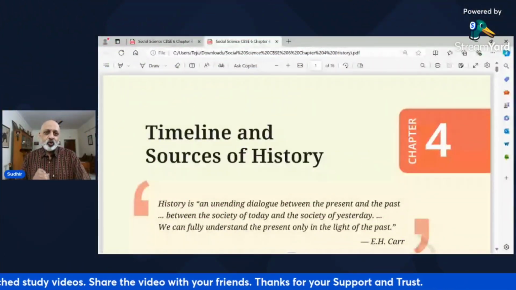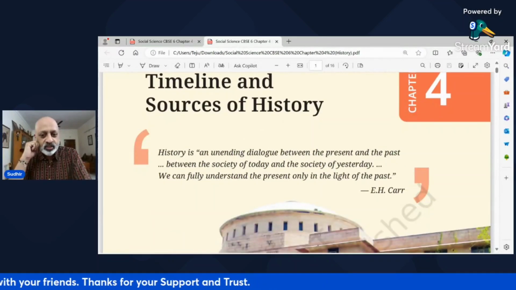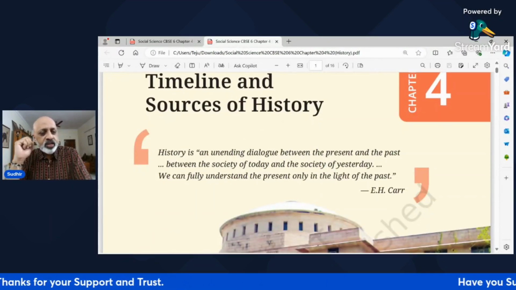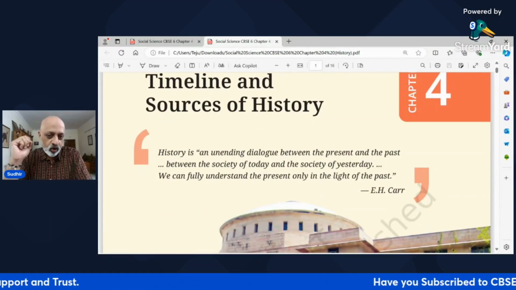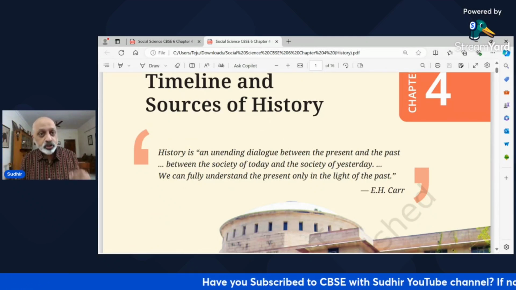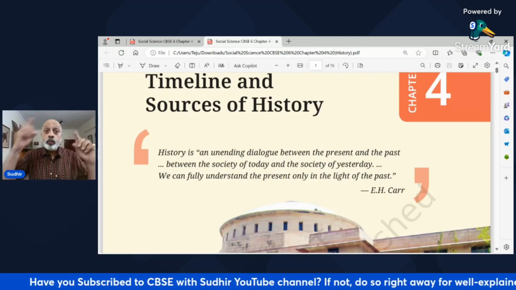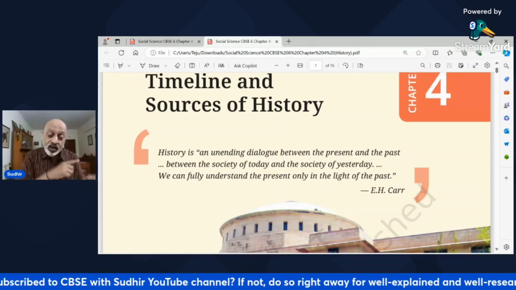So, let's get started. Timeline and sources of history. Now read this interesting quote by E.H. Carr. History is an unending dialogue between the present and the past. यानी कि आज जो हो रहा है, आज की तारीख में जो हो रहा है और जो पीछे हो गया, जो इतिहास में हो गया.